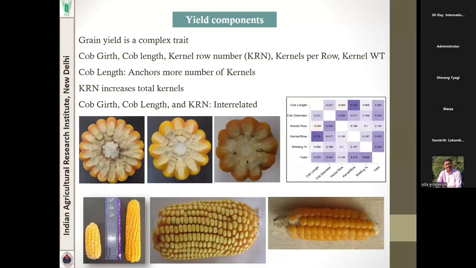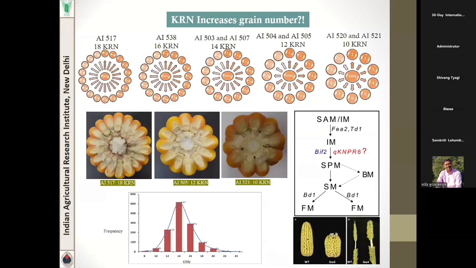For that purpose, we studied two traits, particularly kernel row number as well as cob length of the cob in our study. So as I told you, there are different row patterns. You can see the particular genotype AI517 having 18 kernels, AI505 having 12 kernels, AI521 having 10 kernels. There are different kinds of genotypes.